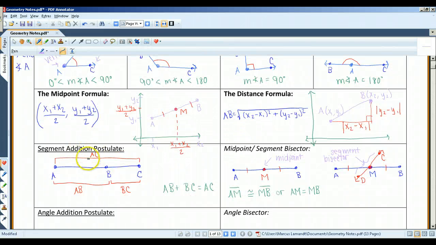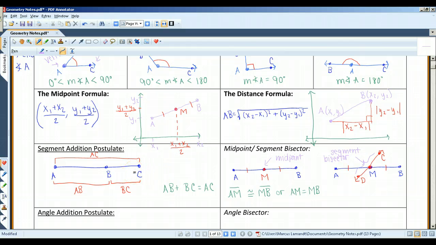All right, the segment addition postulate. If you have a segment, and let's say in this case B is in between A and C, then AB, that's this distance here, plus BC, that's this distance here, equals AC, that's the whole thing. So if this was 6 inches long, and this is 2 inches long, then the whole thing has to be 8 inches long, because 6 plus 2 is 8. Okay?